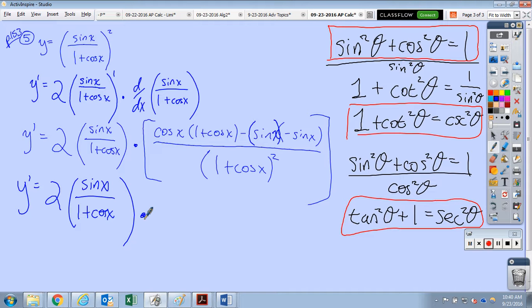So I have cosine of x times 1 plus cosine of x. Let's go ahead and distribute that, because it feels like I see a cosine squared x, maybe plus the sine squared of x. So we would have cosine of x plus cosine squared of x, plus sine squared of x, all over 1 plus cosine of x squared. And I'm not going to expand this right now. I really don't see an advantage to it.